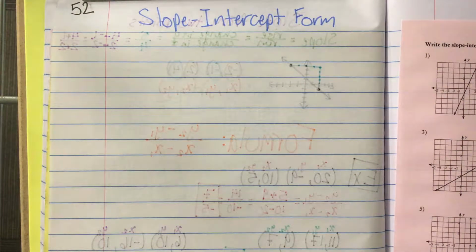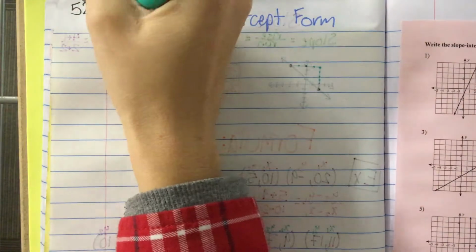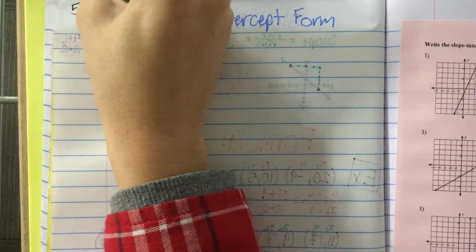Slope-intercept form just describes a type of equation set up in a specific way. But first, let's go ahead and define the words that we see in slope-intercept form. So first, we can define slope.